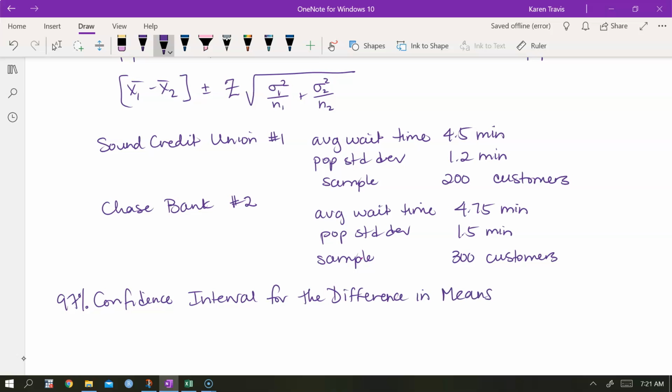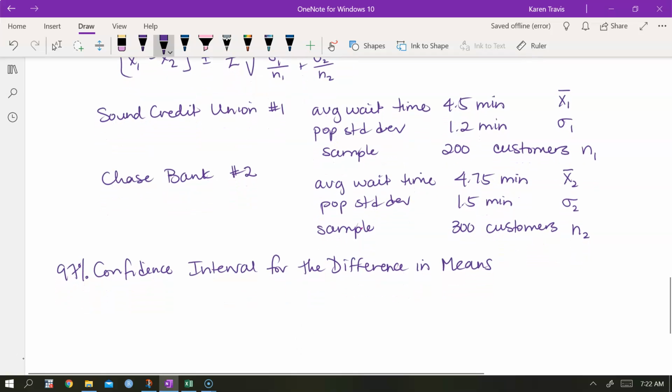So going through these, the average in the sample is x1, population standard deviation is sigma 1, and this is n1. This will be the sample of the second one, the population standard deviation for the other population, and a different sample size for the Chase customers.